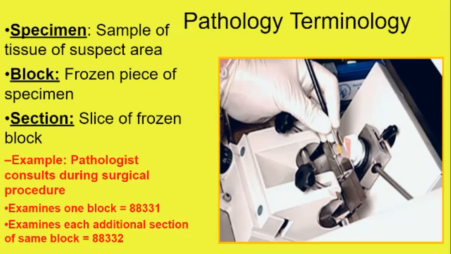So, for example, a pathologist consults during a surgical procedure and examines one block: 88331. I'm just going to turn to 88331 because I want to see what that says. Are you guys going to turn with me? 88331: First tissue block with frozen sections, single specimen. Examine each additional section of the same block, 88332. And that is an add-on code, and you guys know about add-on codes.